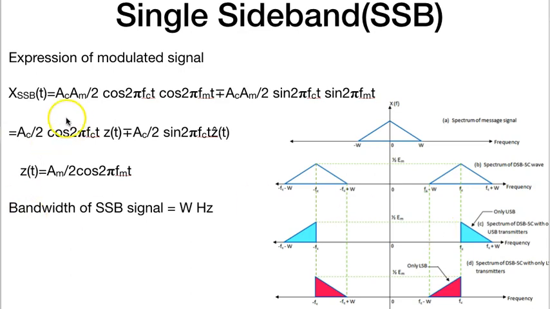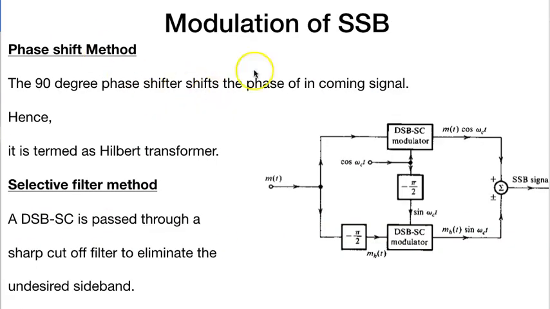So, the expression for representation of the modulated signal for an SSB signal, single sideband signal, is AcAm by 2 cos 2 pi fct cos 2 pi fmt minus plus AcAm by 2 sin 2 pi fct sin 2 pi fmt, with a bandwidth of W Hz. Now the modulation of the SSB signal is done by the phase shift method and the selective filter method.